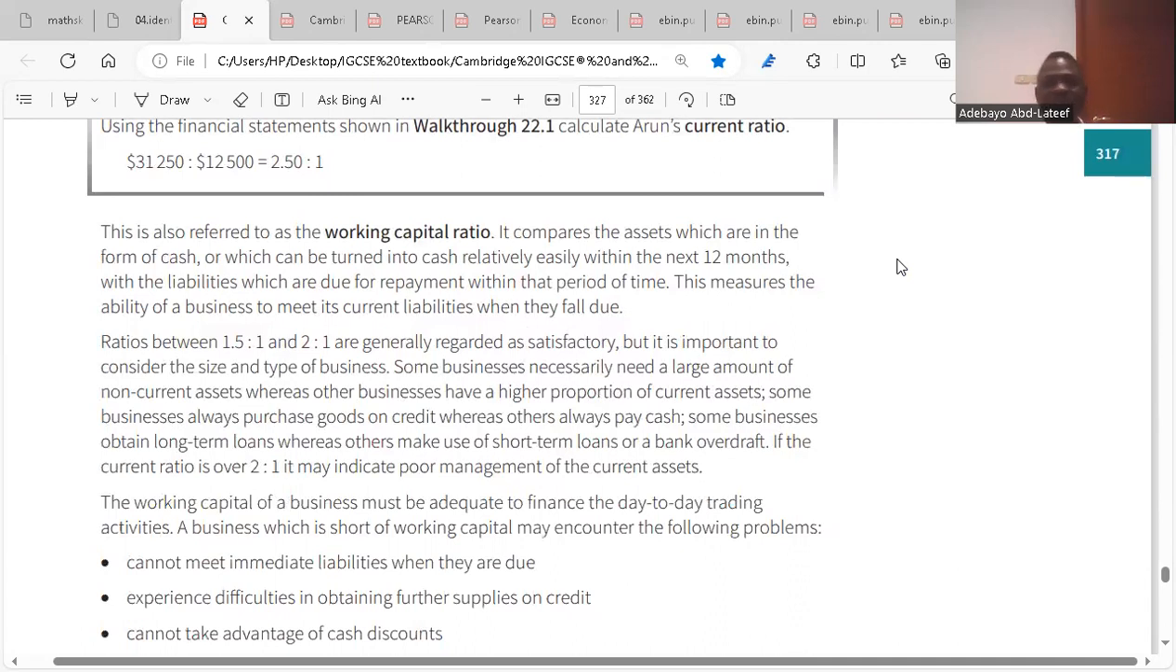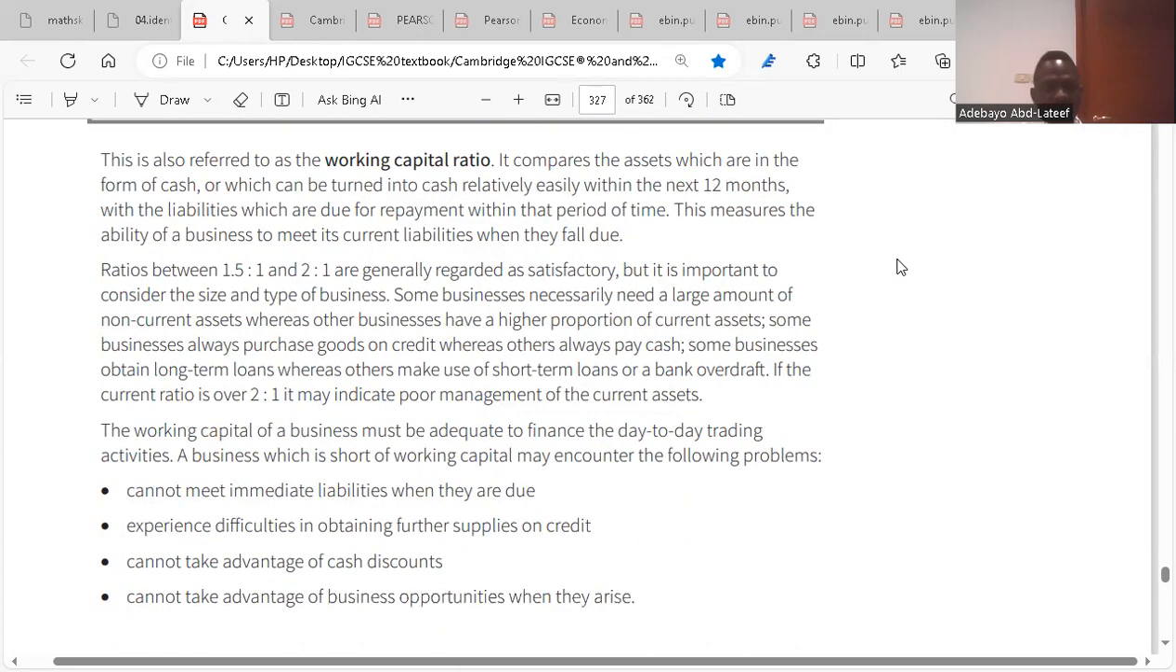It compares the assets which are in the form of cash or which can be turned into cash relatively easily within the next 12 months with the liabilities which are due for repayment within the period of time. So this measures the ability of a business to meet its current liabilities when they fall due. So we already know what current ratio is, right? Current ratio is current assets divided by current liabilities, which is the same as the working capital ratio. So why do we need them?